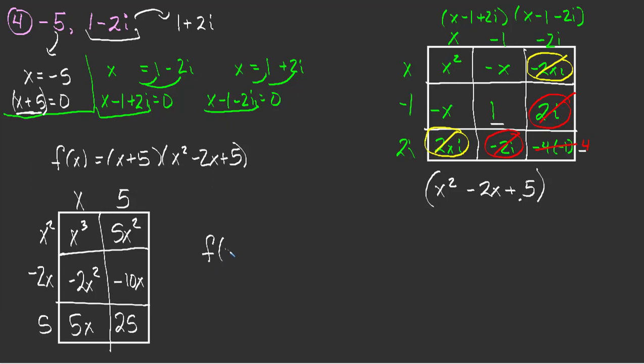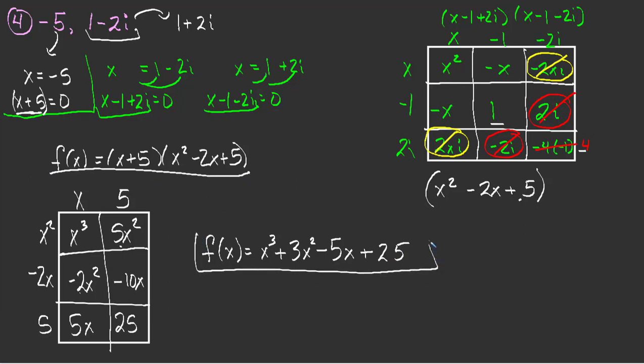So when we have multiplied that all the way through, we end up with x cubed. 5 minus 2 is positive 3x. Negative 10 plus 5 is negative 5x. Excuse me, negative 3x squared. Negative 5x plus 25. So if I want it left at the factored state, you would stop here. If I want it all the way to the solution, this is where you're going to stop.